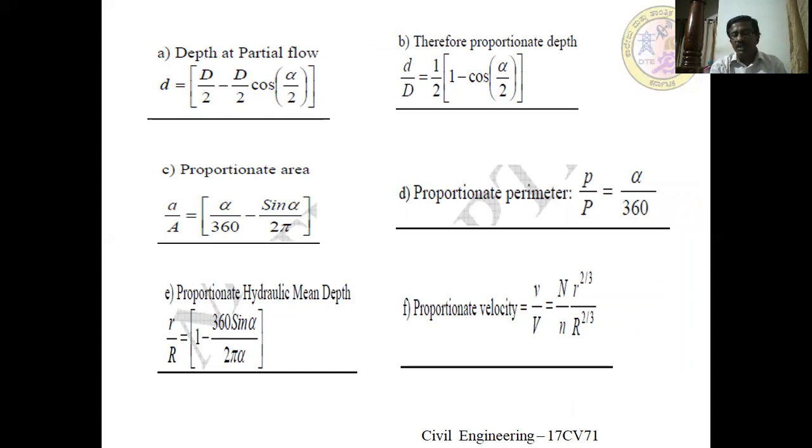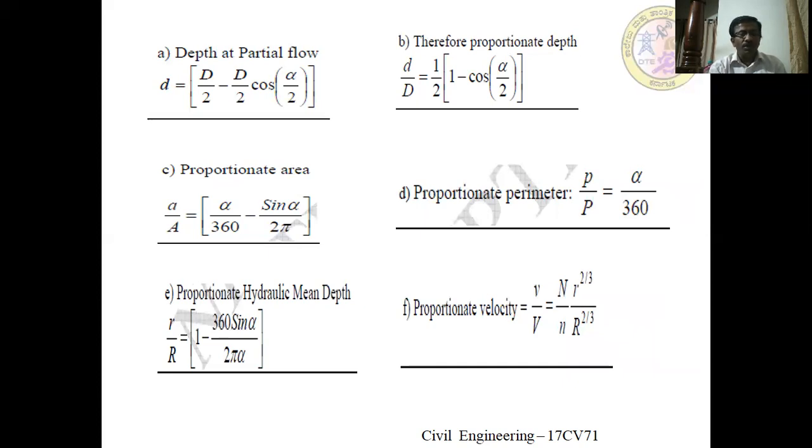This is the angle subtended by the surface of the water with respect to the center. The proportionate perimeter means p by P, where small p stands for partial and capital P for running full, equals alpha by 360. If it is running full, alpha is 360, and automatically it is pi D.